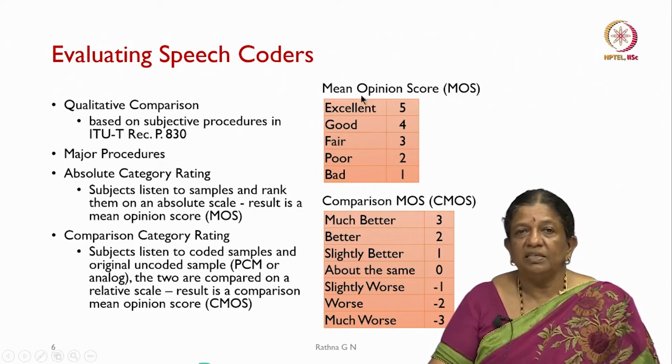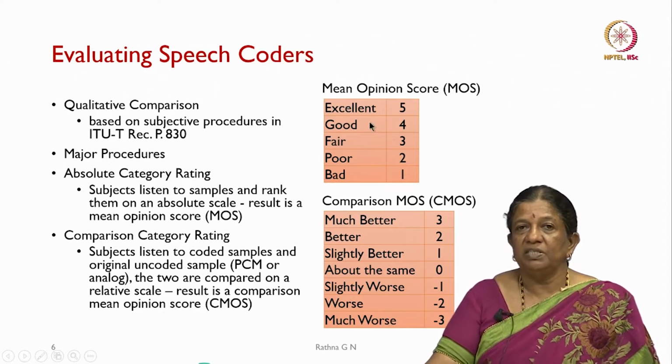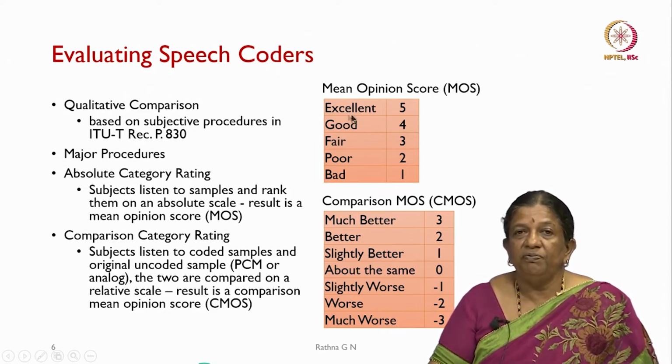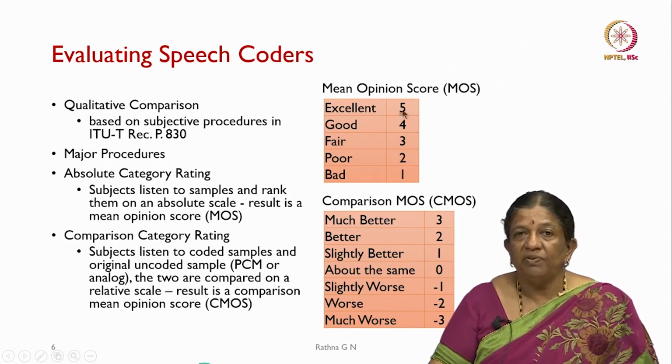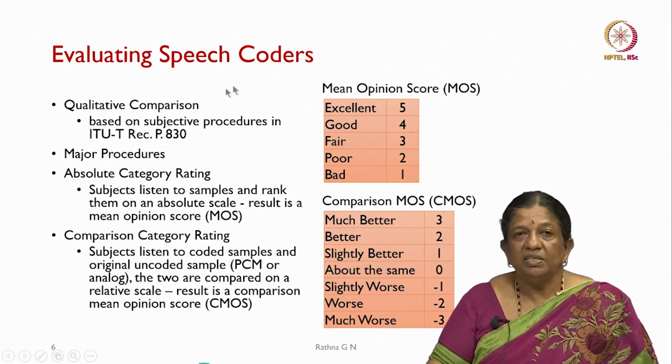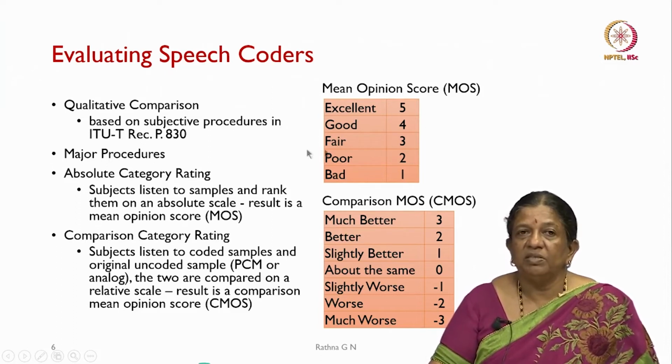As we can see, this is how the mean opinion score is graded. If somebody gives excellent, it has the value 5, and 4 for good, 3 for fair, and 2 is poor, and then 1 is bad. This is the MOS. Based on it, you would be subjecting different subjects to assess the quality of the speech based on these parameters.